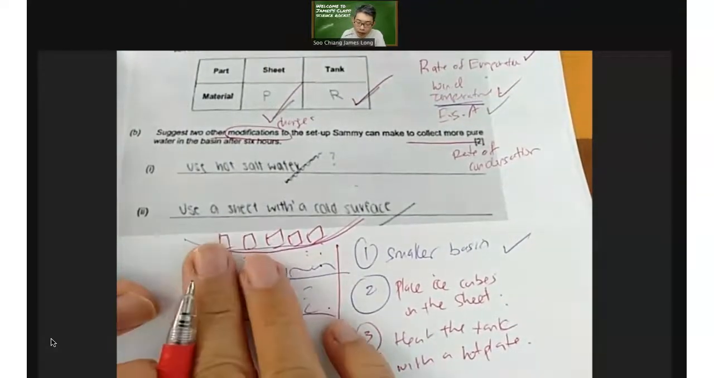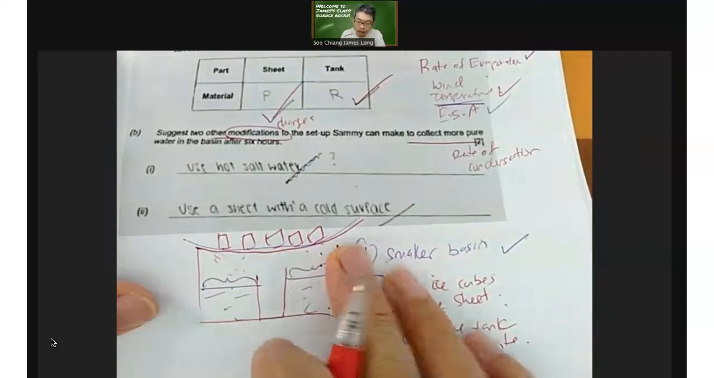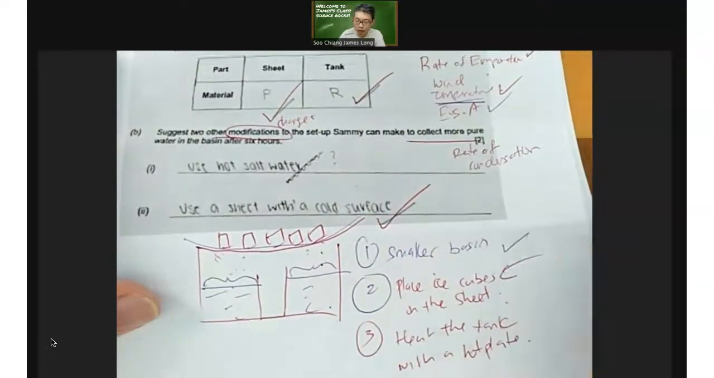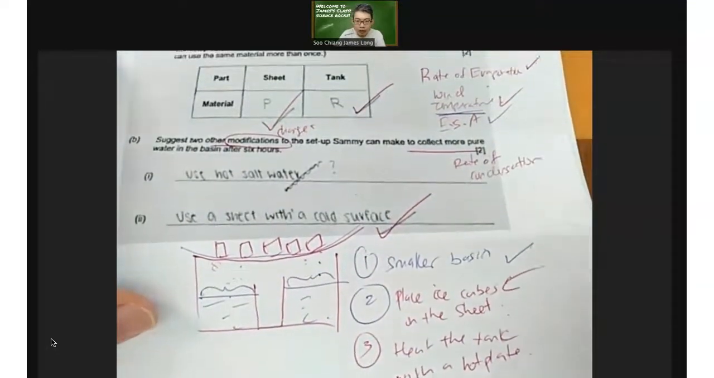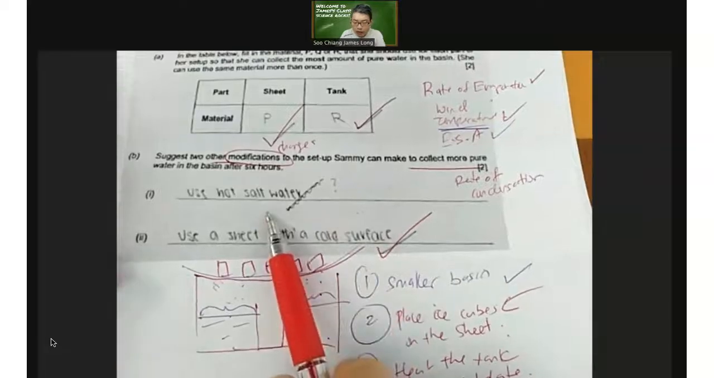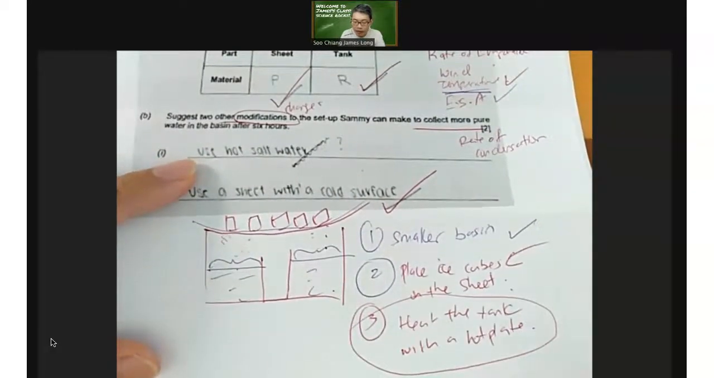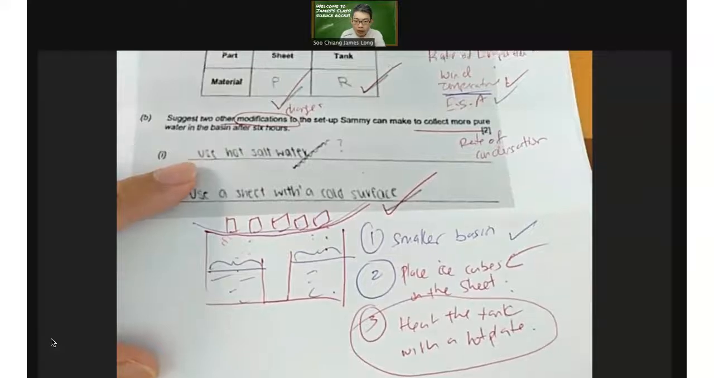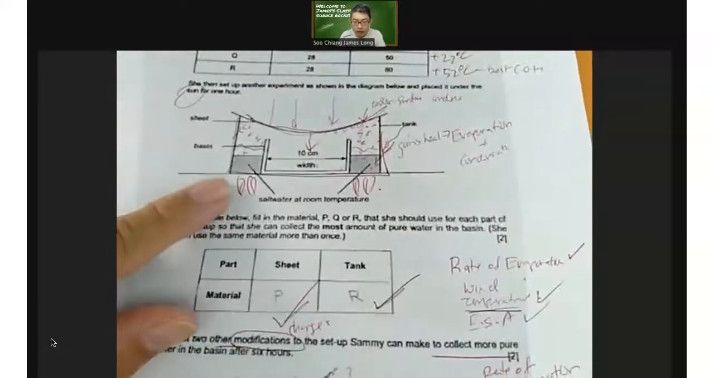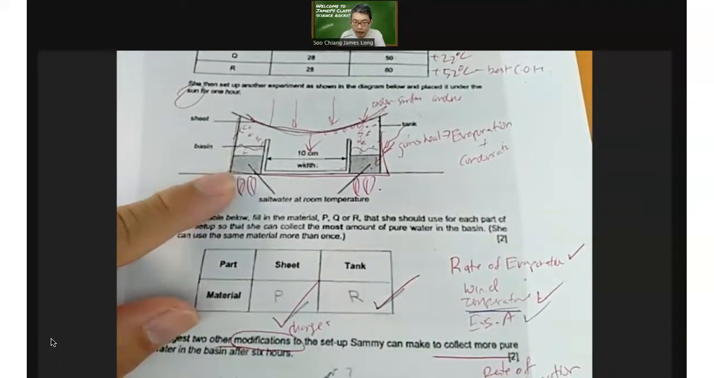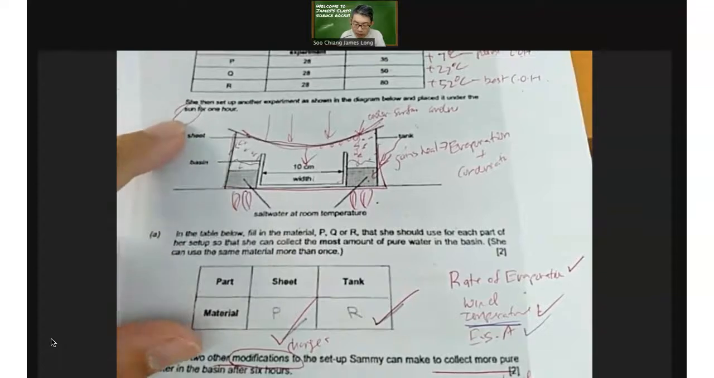Okay, so I use a sheet with a cold surface, definitely correct. This one is linked to this. I would then use hot salt water. I suggest this idea is similar to heating the tank with a hot plate. So the only problem with this is that it is also under the sun, and this is hot, right? Because if it's placed under the sun, it will gain heat.